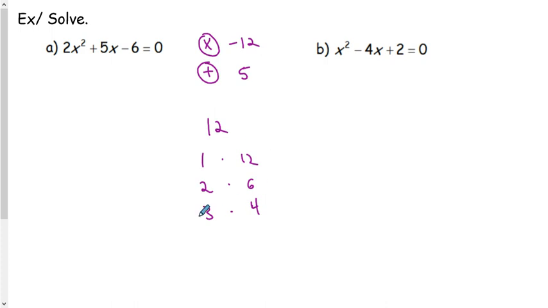Let's try if we make the 3 negative. That would multiply to negative 12. Does it add to 5? No. That adds to positive 1. What if we make the 4 negative? No, that adds to negative 1. What if we make the 2 negative? That adds to 4. What if we make the 6 negative? That pair would add to negative 4. What if we make the 1 negative? That pair would add to 11. What if we make the 12 negative? That pair would add to negative 11. So none of those combos can add to 5 and multiply to negative 12.